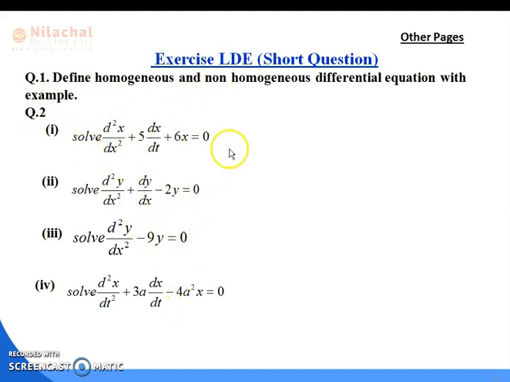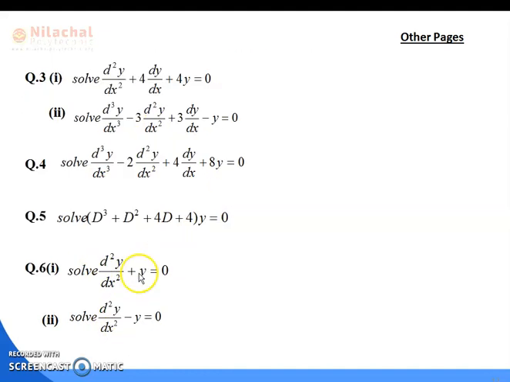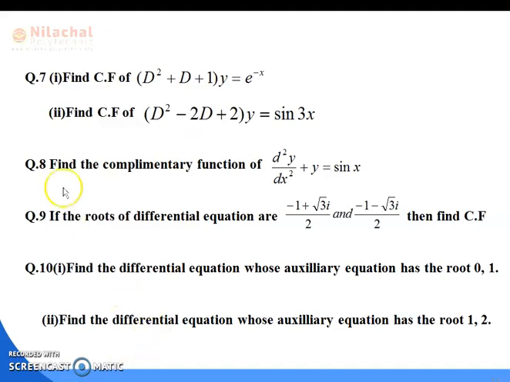Okay, so now we are discussing about this question. This is your question. This is dt square, not dx square, because it is the derivative of x with respect to t. So d square x by dt square. By mistake I wrote x. Clear? So you have to solve all these questions. There are different types of questions. Question number 3, you can see. Number 4, number 5, number 6 having 2 bits. Number 7, find CF.